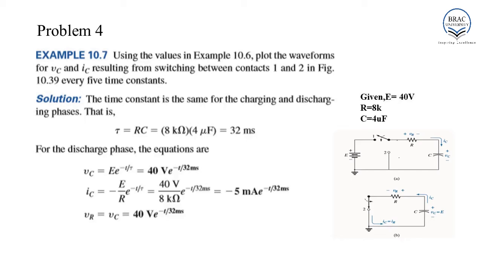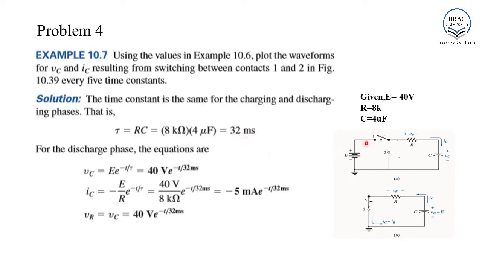In this example, we will assess both the charging and the discharging phase of the capacitor. The network used for the charging phase is the exact same network we used in the previous example. So we are not going to recalculate the values of VR, IC and VC. We will be using the values we calculated in the last example. Since the resistor and the capacitor are common to both the charging and the discharging network, tau for both phases will be the same. That is, tau equals RC, which is equal to 32 milliseconds.